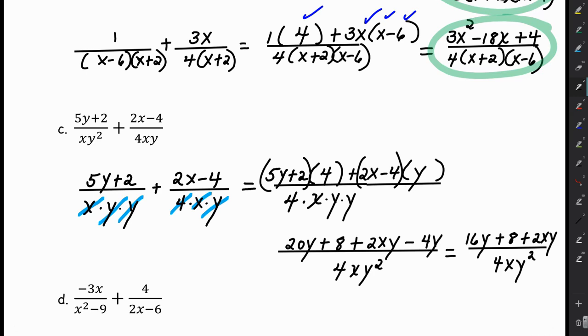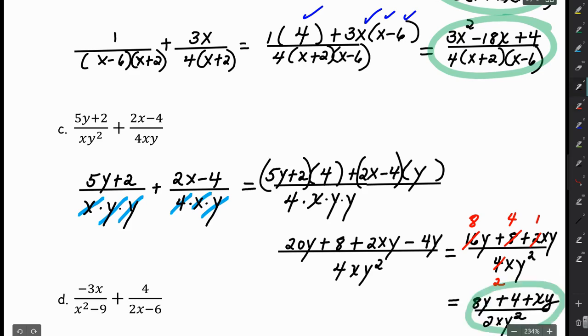Now, if you notice, we can take a 2 out of every term. So, I would accept the answer in this form, but if you wanted to reduce it a little further, we notice that every single one of these terms is divisible by 2. And then we could rewrite it again. So our final answer, if we continued to simplify, would be 8y plus 4 plus xy over 2xy squared.